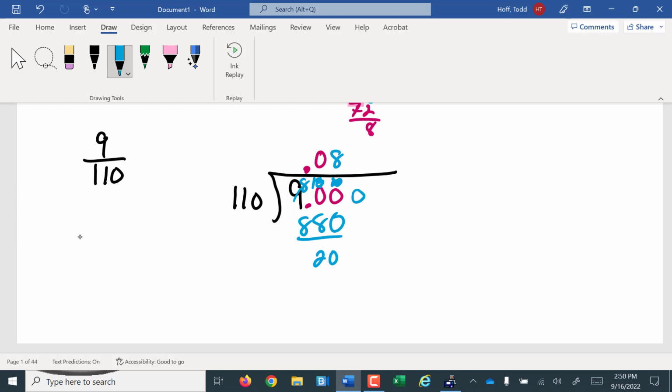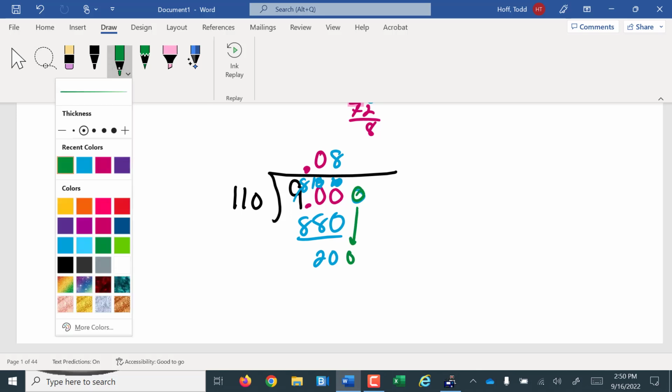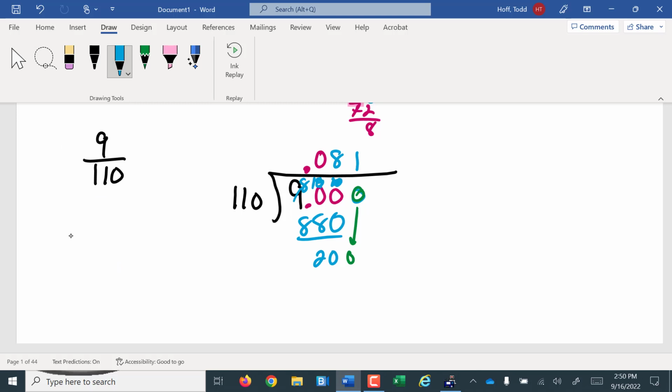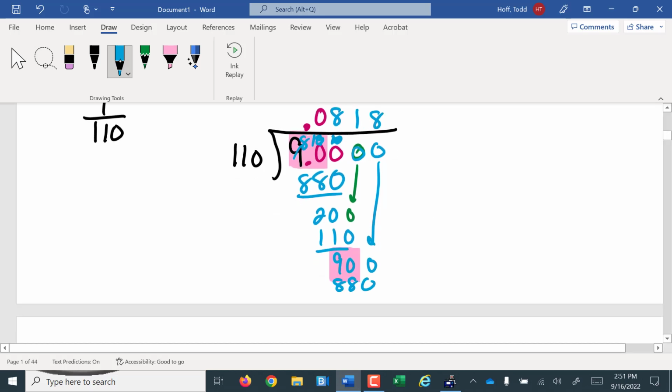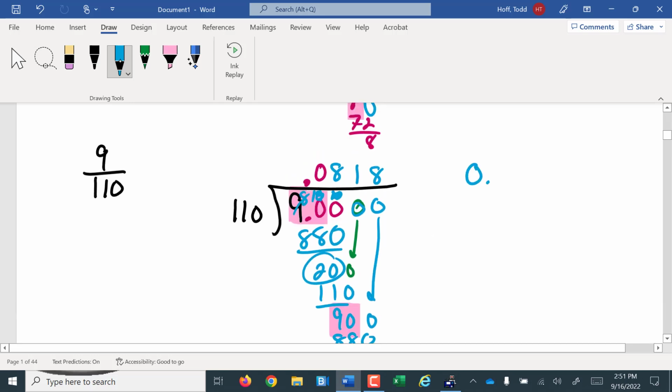Add a 0 and bring it down. 110 goes into 200 once. 1 times 110 is 110. What's left? 90. Bring the 0 down. Well, there again, this is 90. Now, this was a 9 we started with, but we did add a 0 to it. Let's see if we get the same thing. That would be 8, which 8 times 110 is 880, and there's 20 left. That is what we had here. So this would be 0.081, where the 8 and 1 repeat.